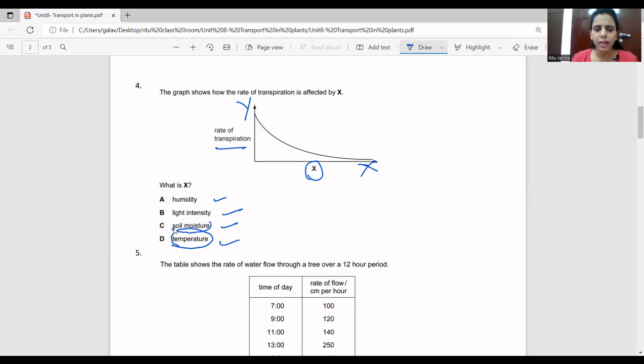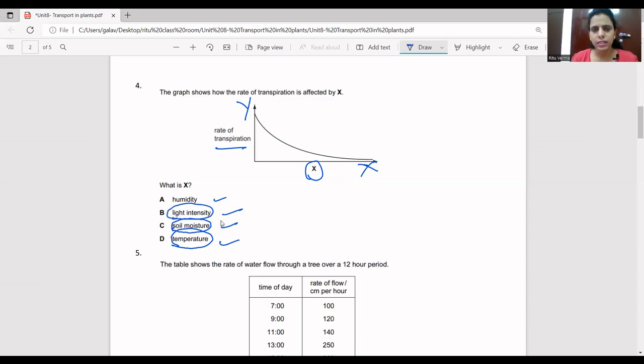Soil moisture is actually the amount of water available in the soil for plants to absorb. This does not affect transpiration directly. Obviously, if water is present in the plant, then only can the transpiration process take place. So we can say that up to a certain extent, if soil moisture increases, the rate of transpiration will also increase. Next very important factor is light intensity.